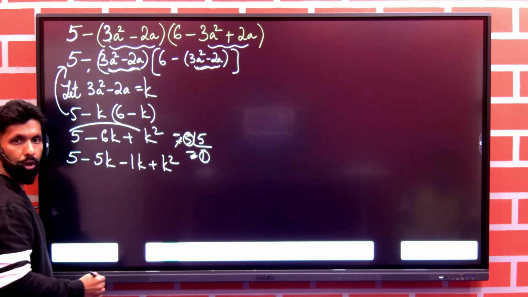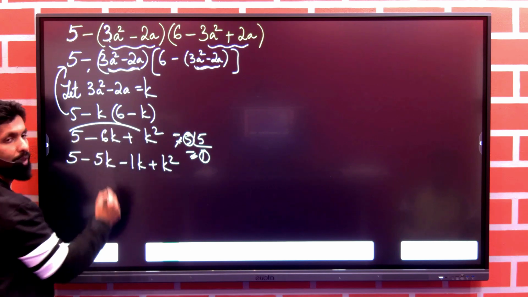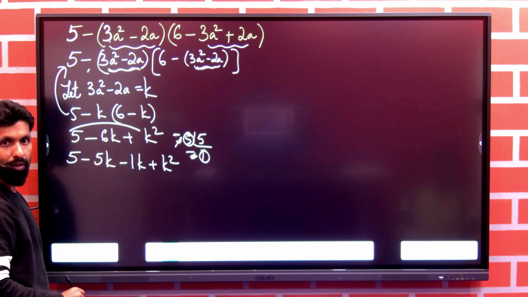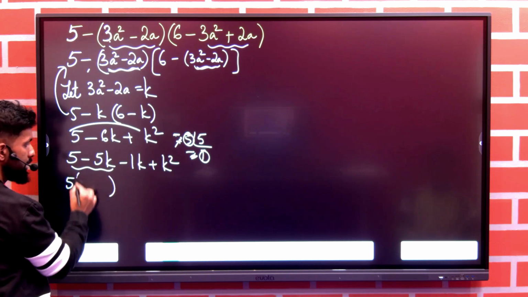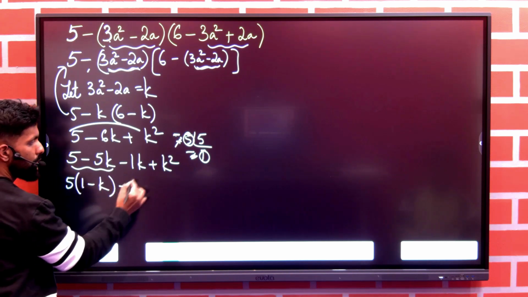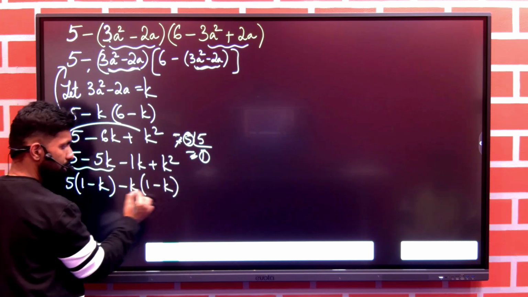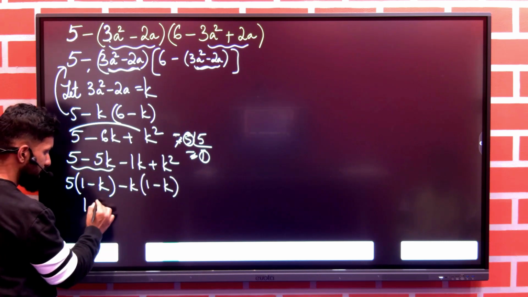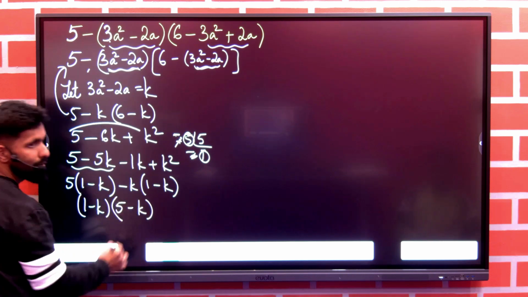If you want, you can cross check this. Minus 5 into minus 1 is anyways plus 5. We want the product as plus 5 only, right? Okay. Now, what is common from here? 5 is common. So 1 minus k. What is common from here? k is common. So 1 minus k, because minus into minus is plus. So 1 minus k into 5 minus k looks like my answer.